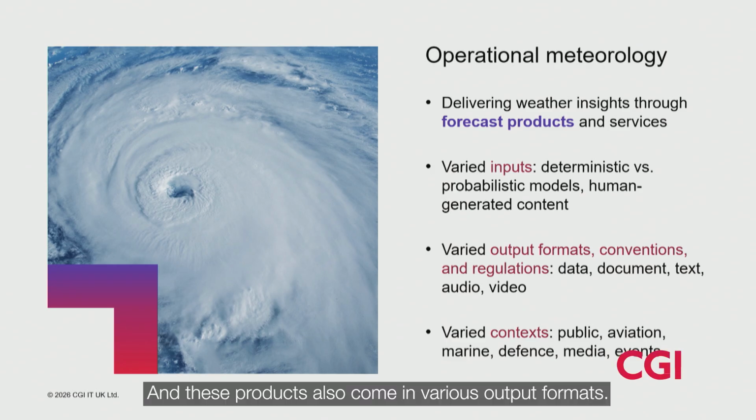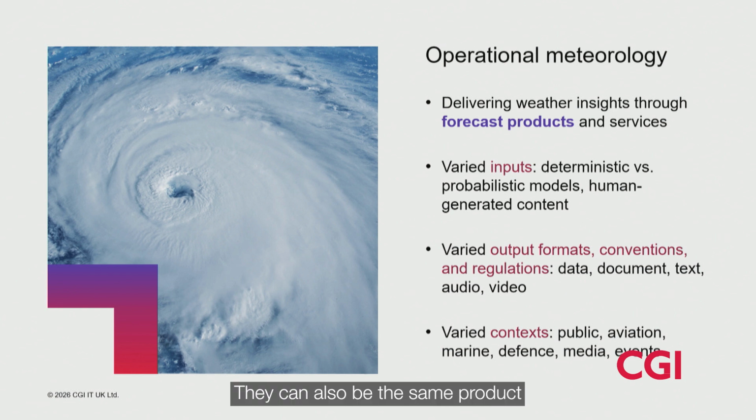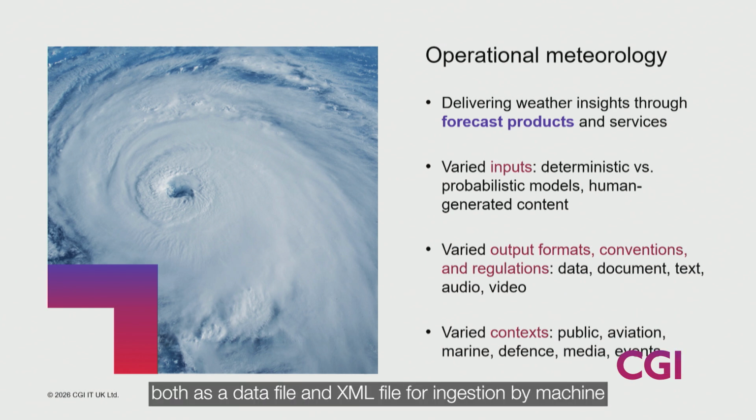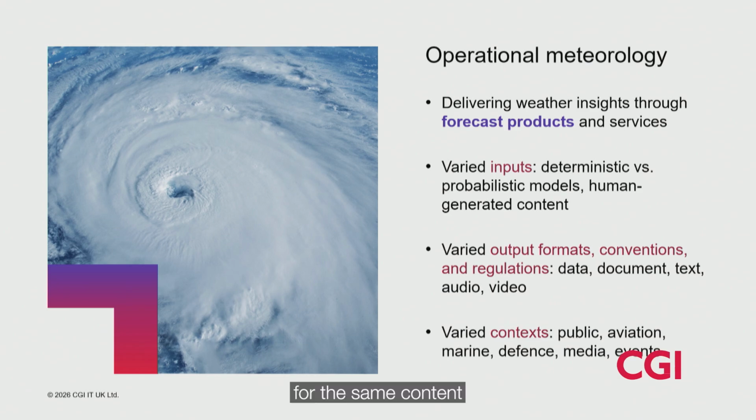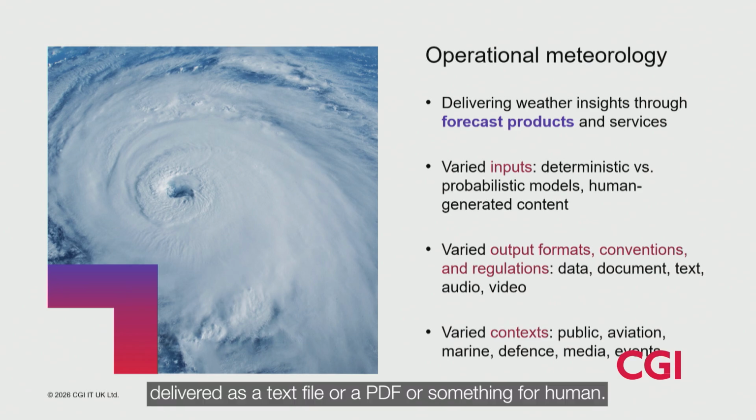And these products also come in varied output formats. So these file formats also, but data, audio, video, content in lots of different ways. They can also be the same product, just presented slightly differently. So it might be delivered both as a data file, an XML file for ingestion by a machine, but the same content delivered as a text file or a PDF or something for a human.